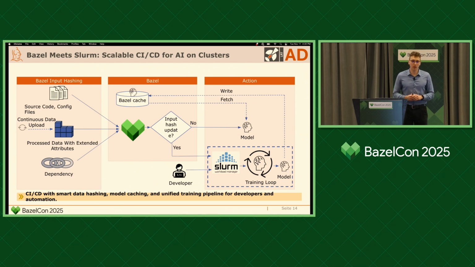And in the last step, we had to scale the training process itself. With that, we combined Slurm, a workload manager, with Bazel. How it simply works is that Bazel takes in the source code as a dependency, the data, and other dependencies, and checks in the Bazel cache if model weights exist. If so, it will just fetch the weights, and if they don't exist, it will schedule a training and send it to Slurm, and Slurm will handle the training process, and new weights are created. So this enables a CI/CD integration.